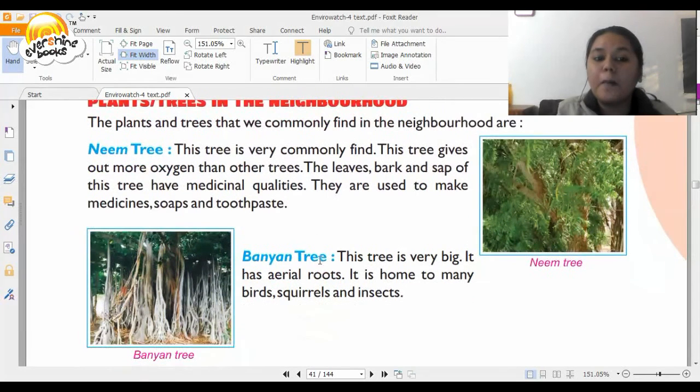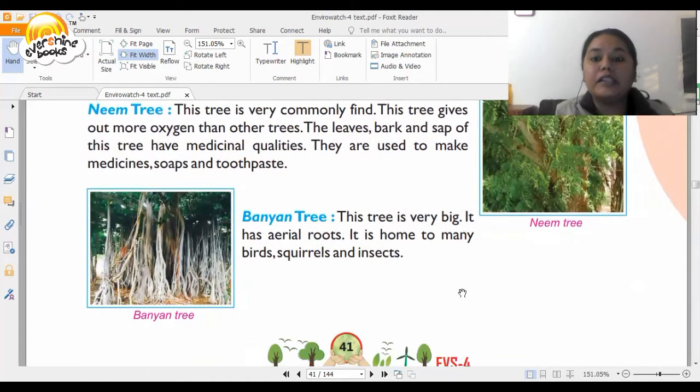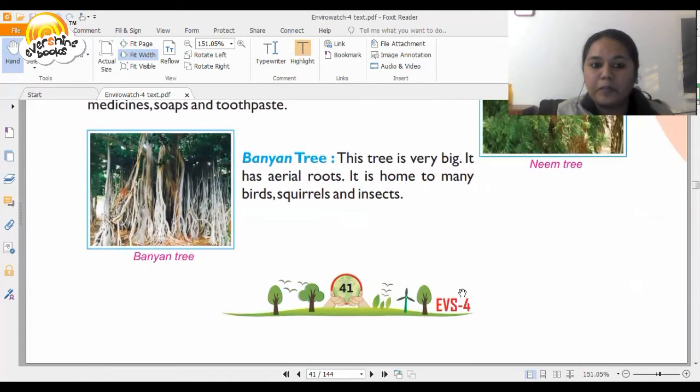Then you have the banyan tree. Remember in the previous chapter we read about the banyan tree. What kind of roots does it have? The aerial roots. This tree is very big and it has aerial roots. It is home to many birds, squirrels, and insects.